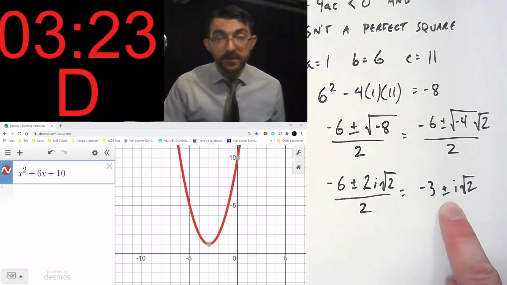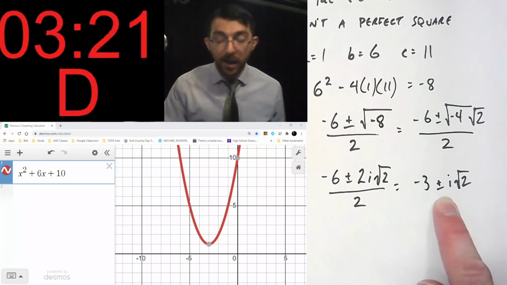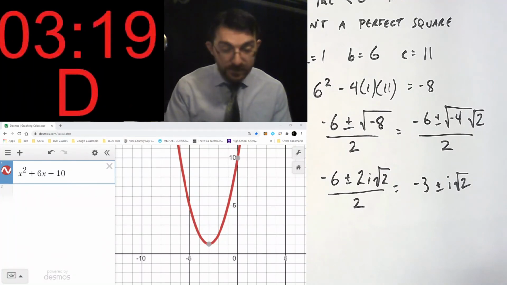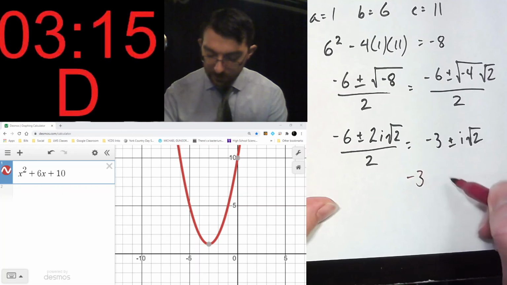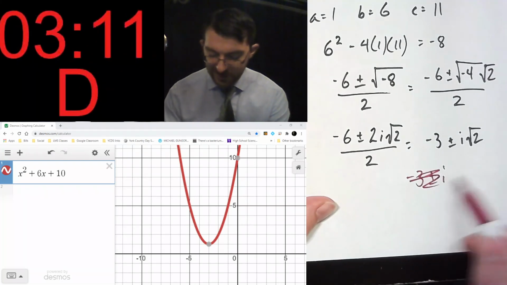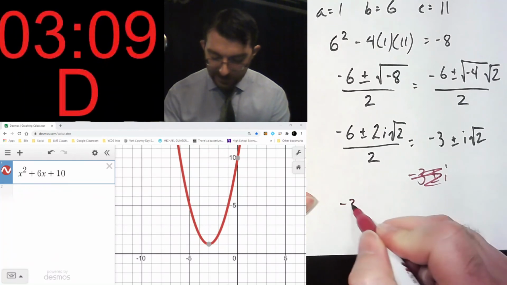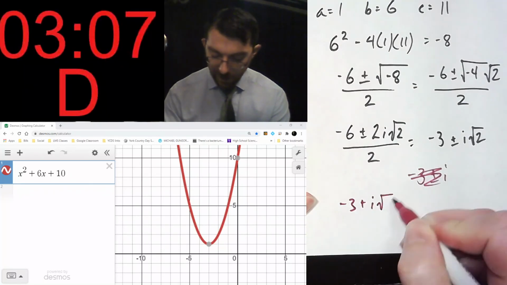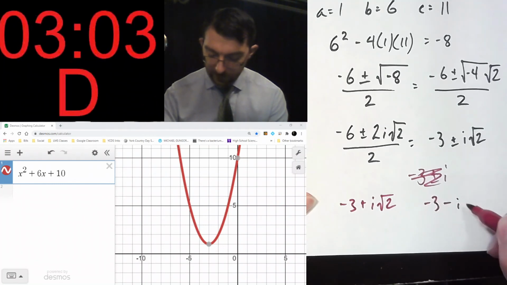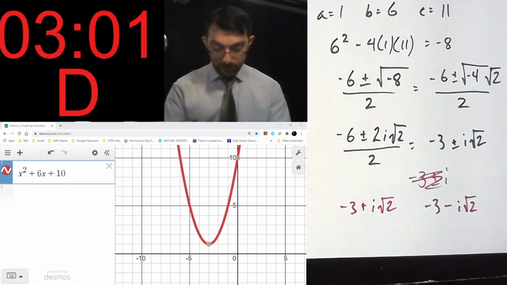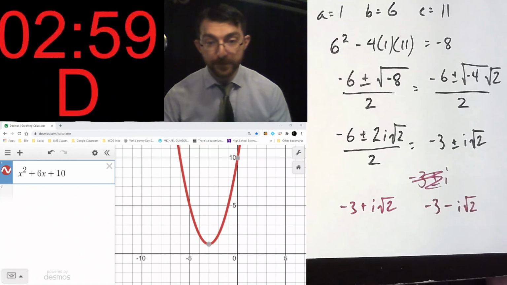Notice the plus or minus. These are complex conjugates. Okay? Your 2 answers are minus 3 plus or minus, I'm sorry, I just already did the plus or minus. I wanted to do them separately. Minus 3 plus i root 2 and minus 3 minus i root 2. Let's see the graph.